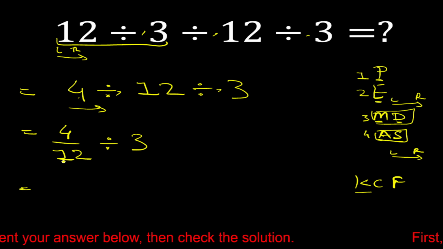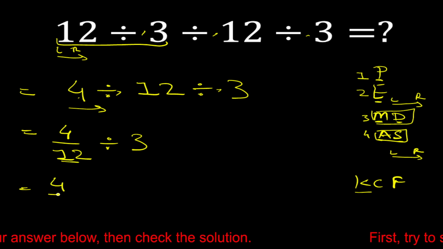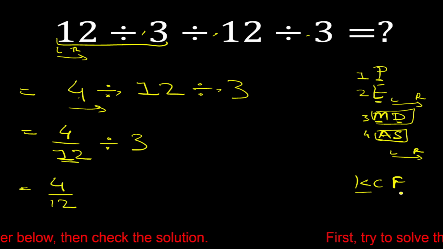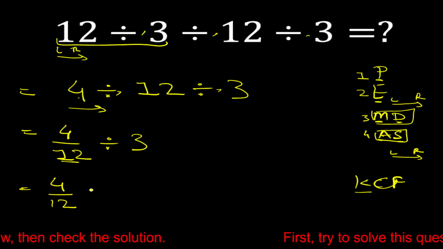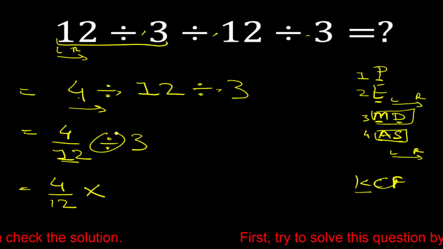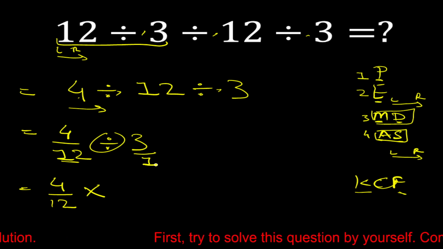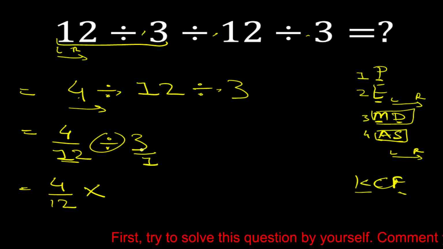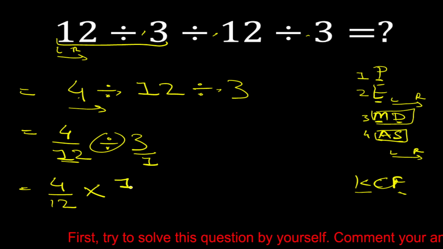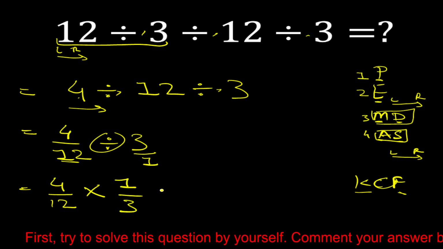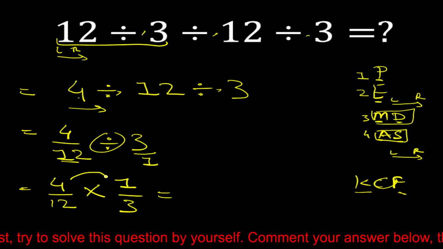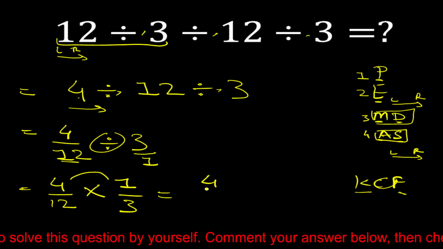K means keep this fraction 4 by 12 as it is. C means change the sign from division to multiplication. And F means flip this last fraction 3 by 1. Here is nothing, so we can write 1. Flip this fraction: 1 by 3. Is equal to 4 multiply 1 is equal to 4.